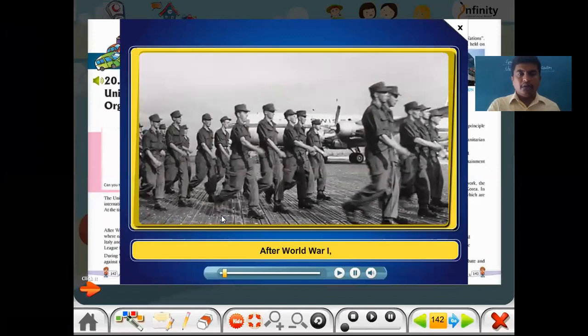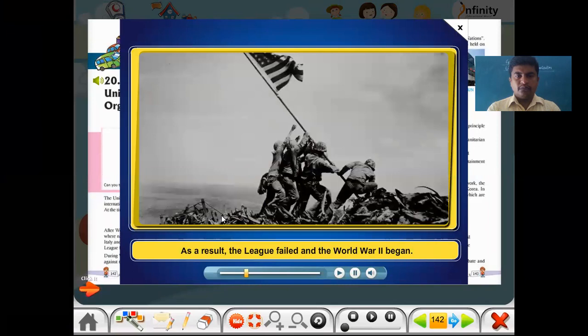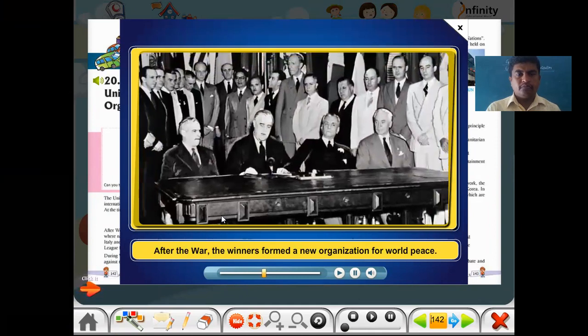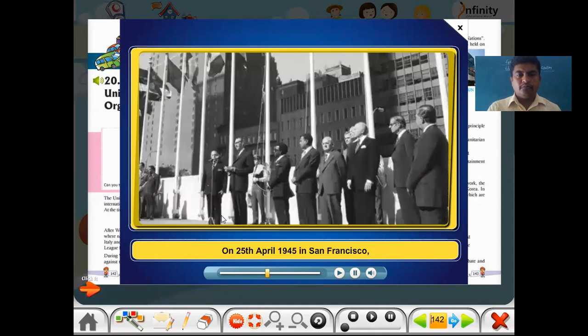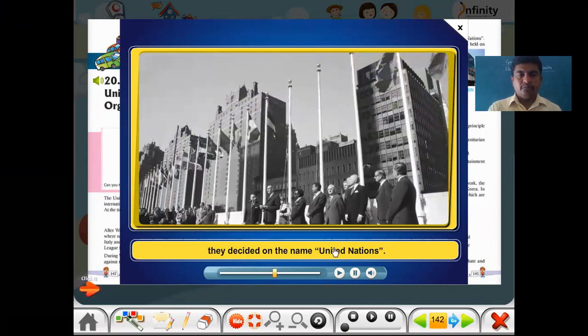History. After World War I, the nations of the world formed the League of Nations. It was a place where nations could talk on their differences peacefully. But some countries like Germany, Italy, and Japan ignored the League and tried to solve disputes through war. As a result, the League failed and World War II began. During World War II, the Allied powers often called themselves United Nations, united against the Axis powers. After the war, the winners formed the new Organization for World Peace. On 25th April 1945, in San Francisco, they decided on the name United Nations.